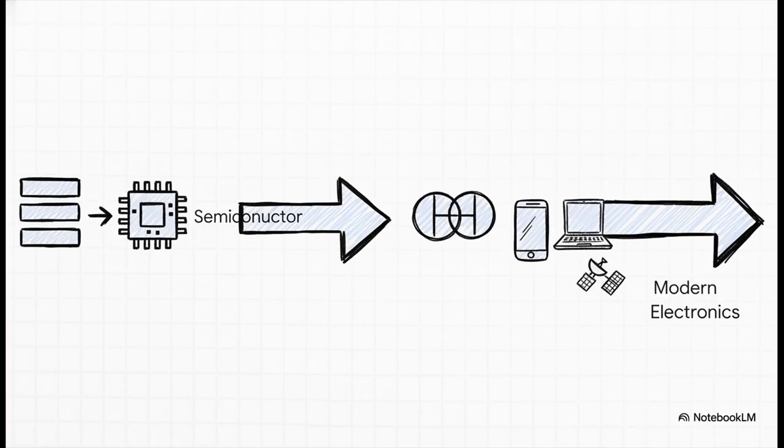So let's just connect all the dots one last time. It all starts with the quantum idea of energy bands. That theory explains the unique properties of semiconductors. Then our ability to engineer them with doping gives us the p-n junction. And that junction is the fundamental key that unlocks the entire world of modern electronics. There is a straight line from that core physics concept to the device that's in your pocket right now.